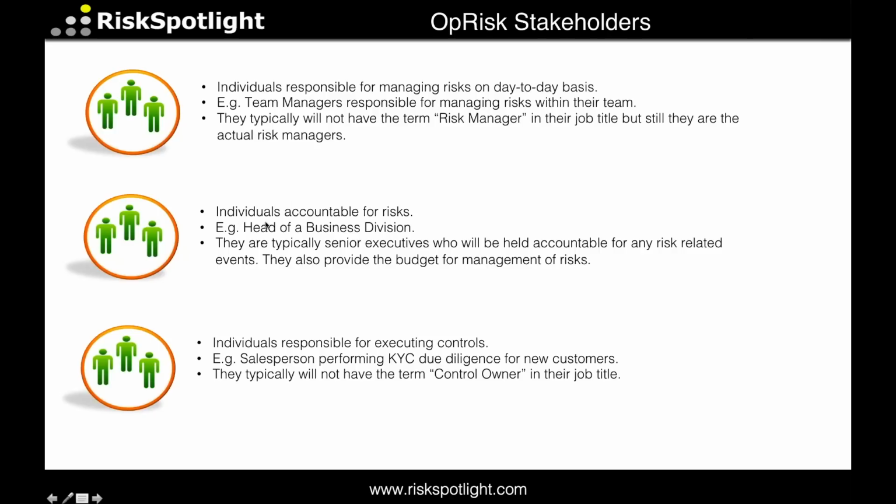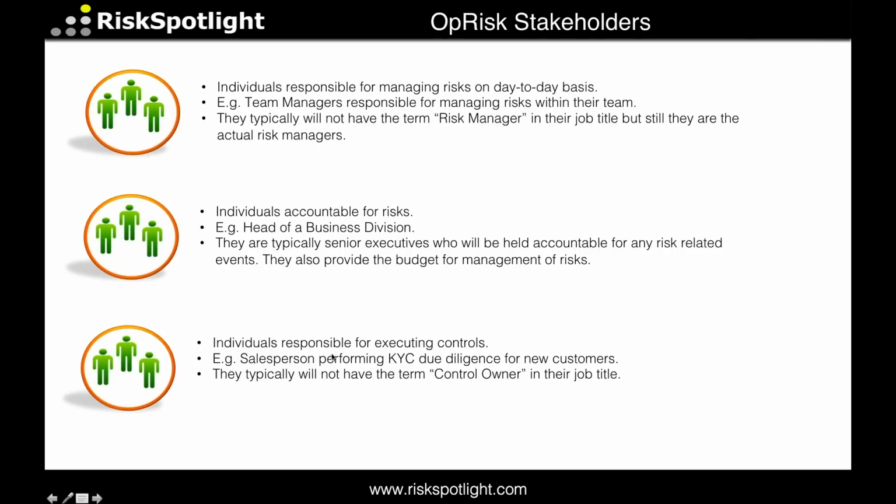Then we may have individuals who are accountable for the risk. These are typically senior executives who will take accountability. They may not, again, be dealing with the risk on a day-to-day basis. So the head of the bank branch may be accountable, but he may not be dealing with every customer, or every cash transaction which is happening in the branch. But he will be held accountable if something goes wrong. Then that's what becomes our second group of stakeholders.